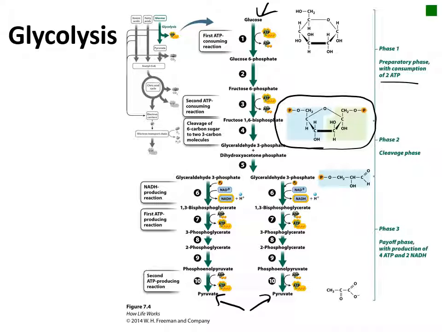The third phase is the payoff phase, which produces 4 molecules of ATP, 1, 2, 3, 4, and 2 molecules of NADH. This means that glycolysis has a net yield of 2 ATP molecules because 2 of the produced ATP are canceled out by the 2 ATP that were spent in phase 1.